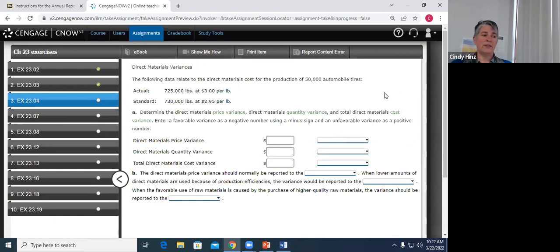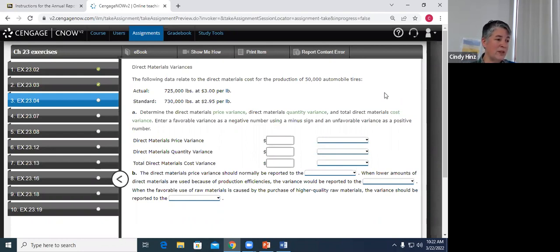Direct materials variances. The following data relate to the direct materials cost for the production of 50,000 automobile tires. We have one direct material, or we're looking at this in total. As usual, we are using a simplified version, but if you can do it for one direct material, you can do it for 10 direct materials, or 20 or 50, or however many direct materials go into the product that you are producing.